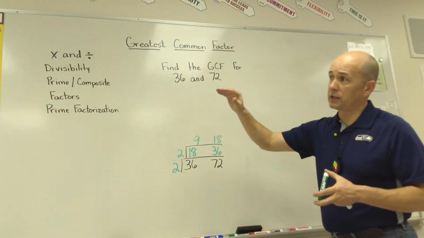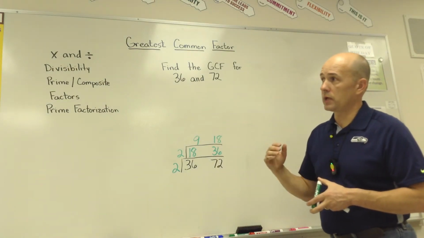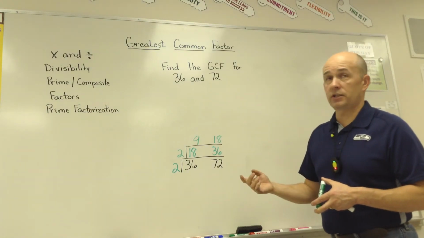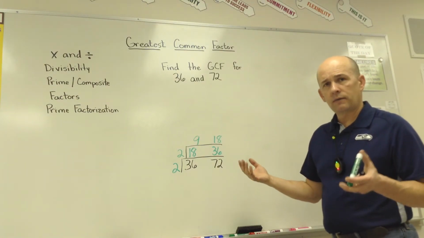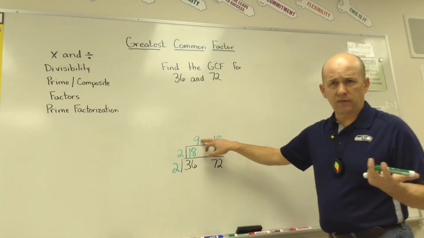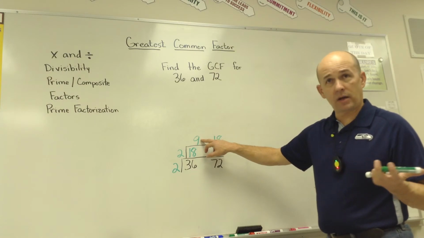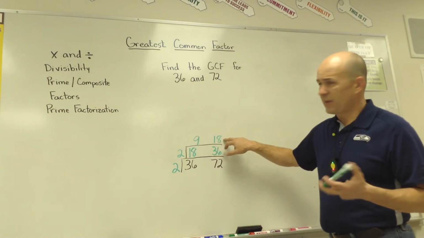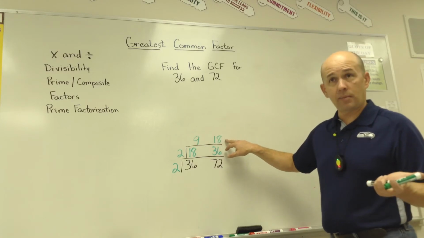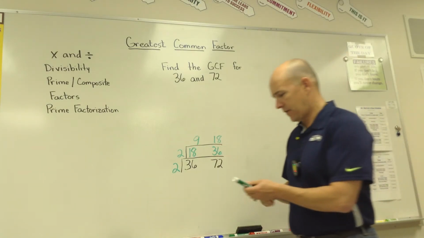But I'll go to my next divisibility rule, which is the rule for 3, which says if the sum of the digits is divisible by 3, then the number is divisible by 3. Well, 9 I already know is divisible by 3. 3 times 3 is 9. So 9 divided by 3 is 3. 18, I'm not so sure about maybe, but I add them together. 1 plus 8 equals 9. Well, 9 can be divided by 3. That means that number can be divided by 3.